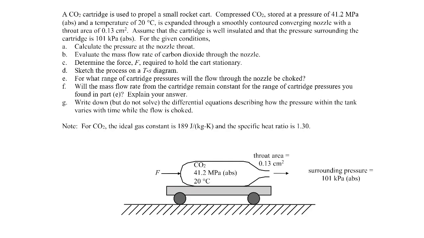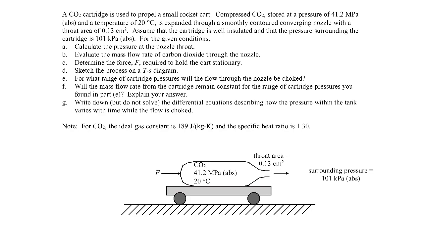All right. In this example, we have a CO2 cartridge used to propel a small rocket cart. By the way, these kinds of rocket carts actually are used in competitions. People have little CO2 cartridge rockets and they race them. So this is kind of an interesting problem.